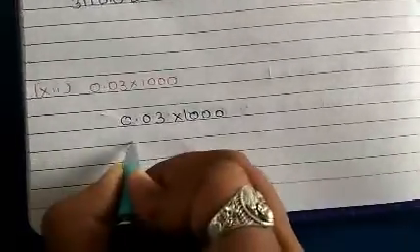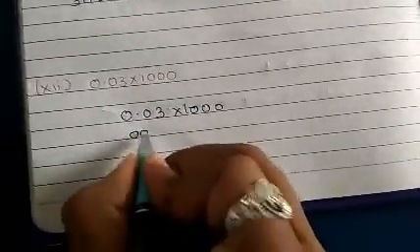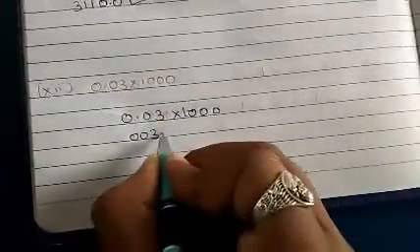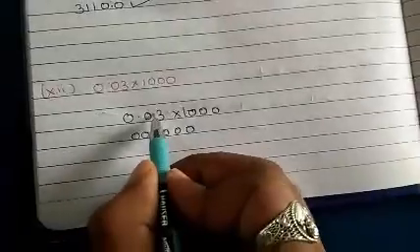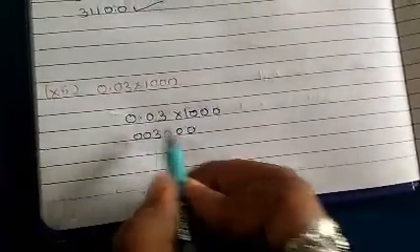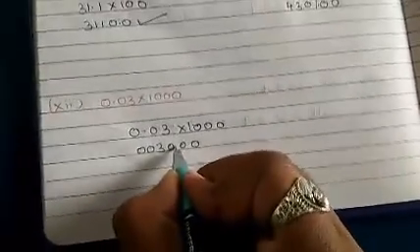Next one. I will take the 12th one. 0.03 into 1000. See here. I will write the number 003. How many zeros are there? 1, 2, 3. Right here 1, 2, 3. Okay. This is the only answer. Now after how many numbers is the point there? 2. 1, 2. After that, the point. Put the point here. Okay. Like this we have to solve the remaining ones.